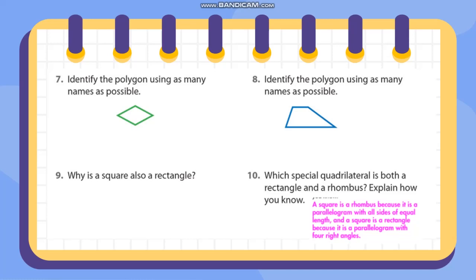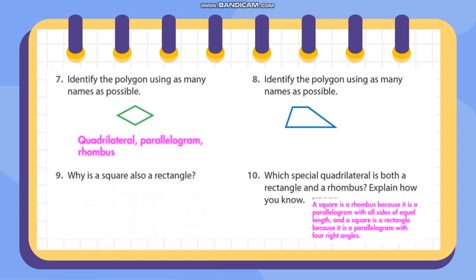So as you can see, that example is an example of a rhombus. And a rhombus is a parallelogram because there are two pairs of parallel sides. And a rhombus is also a quadrilateral because it has four angles and four sides. Question number 8. Identify the polygon using as many names as possible.